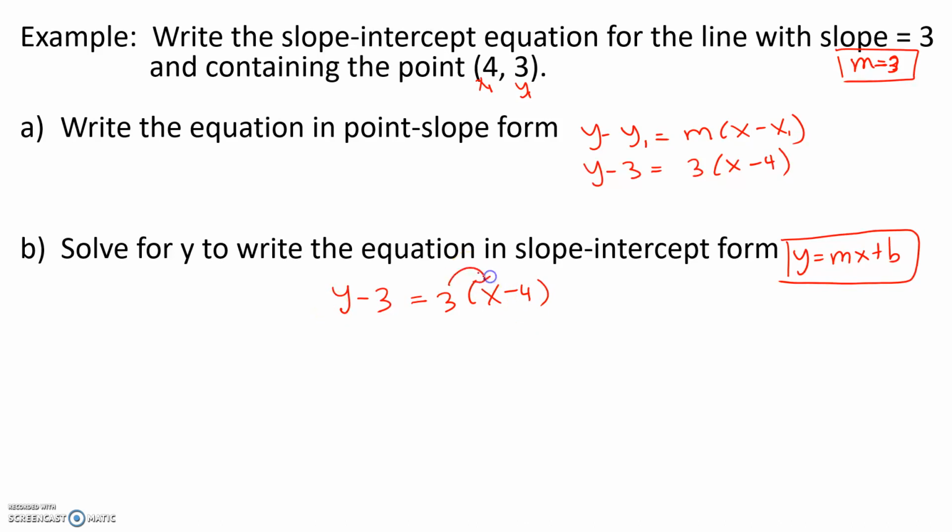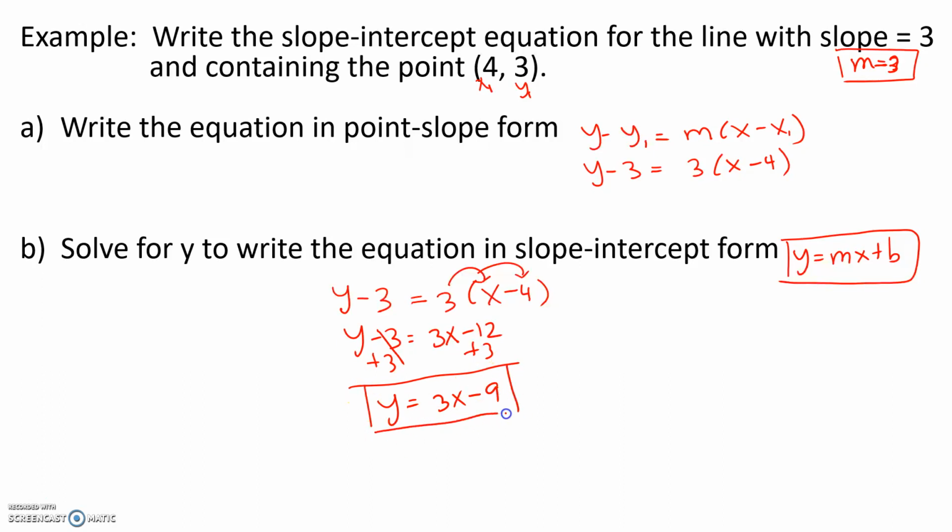To solve for y, let's first distribute the 3. We will have y minus 3 equals 3x minus 12. Since y is being subtracted by 3, we will add 3 to each side, which will give us y equals 3x minus 9. This is the equation of our line in slope-intercept form.